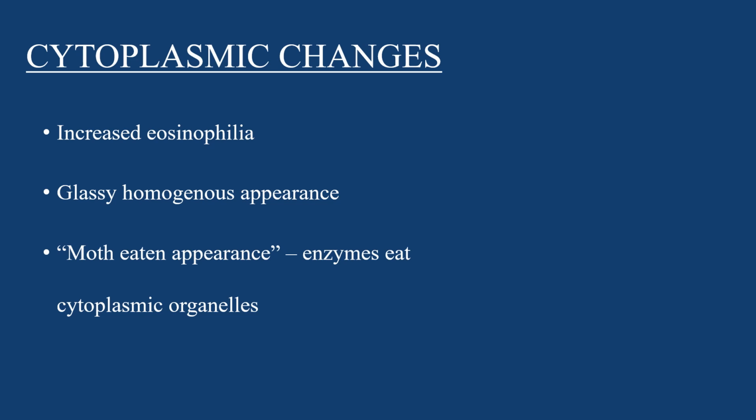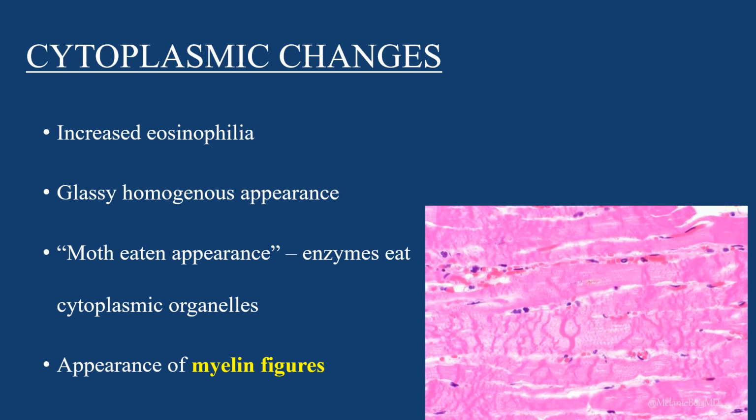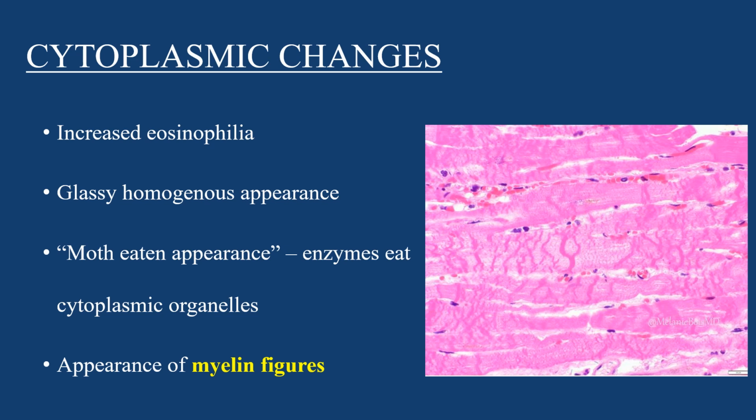And the enzymes which were leaked out of the cell will eat all the cytoplasmic organelles, and this appearance is called moth-eaten appearance. Another potential MCQ: this moth-eaten appearance is characteristic of necrosis. And we have appearance of myelin figures. Another MCQ that has been asked many a times: myelin figures is a characteristic finding of necrosis. This is a picture showing necrosis. There is increased eosinophilia in this, and we can see the moth-eaten appearance as well.